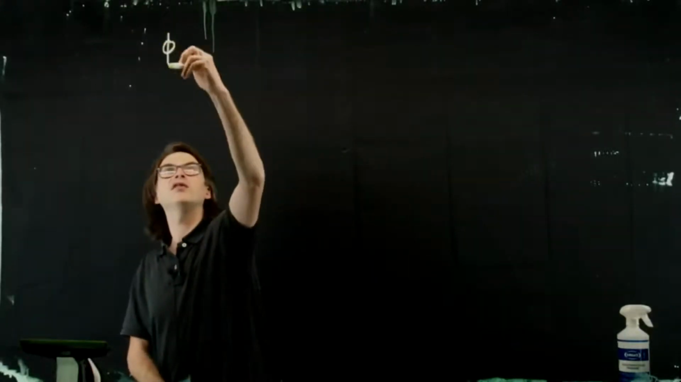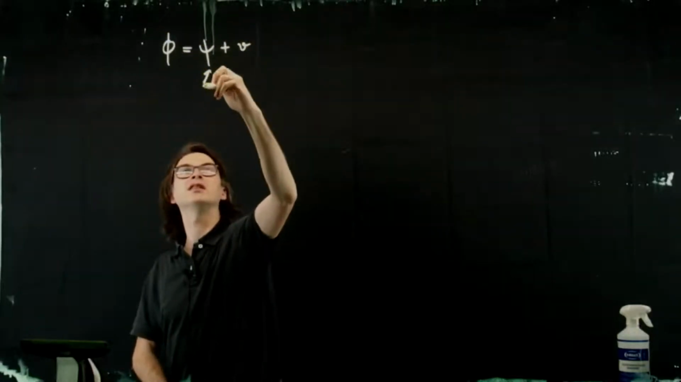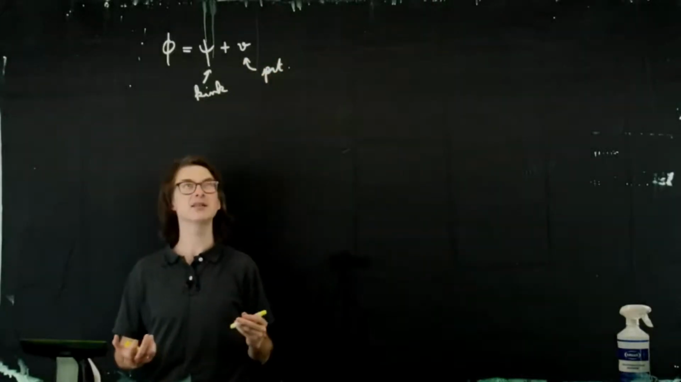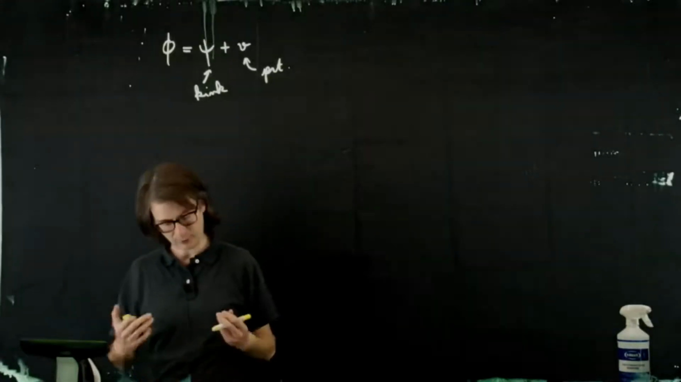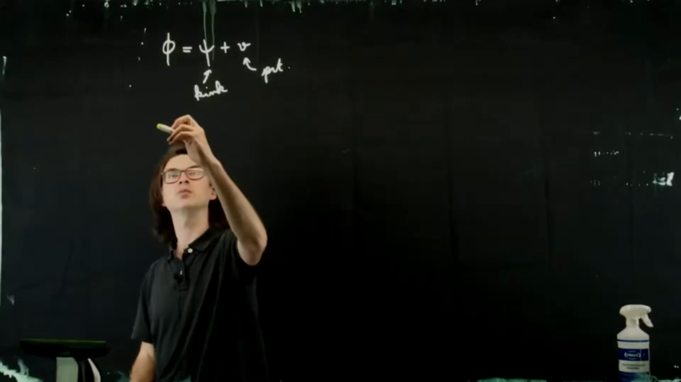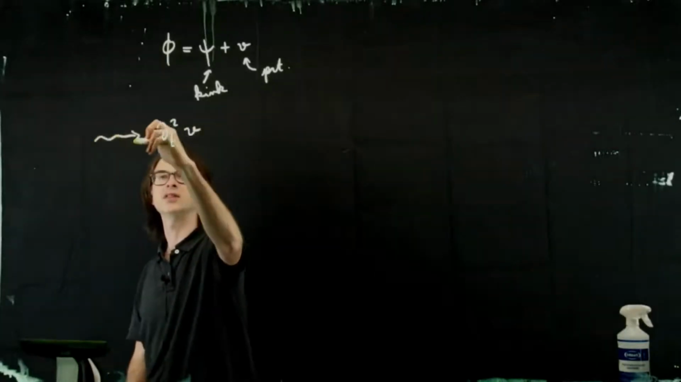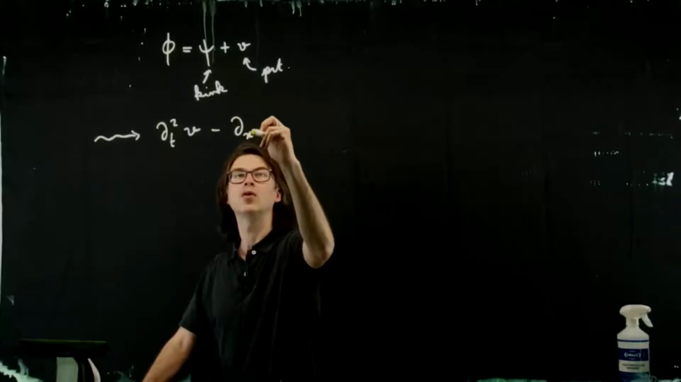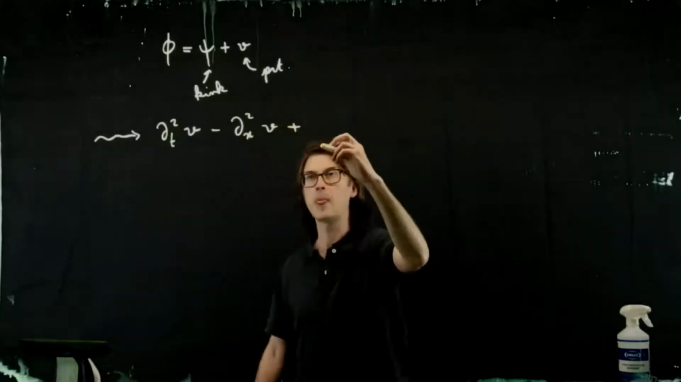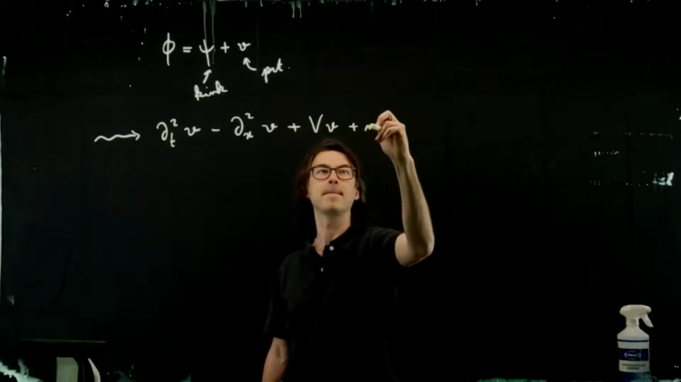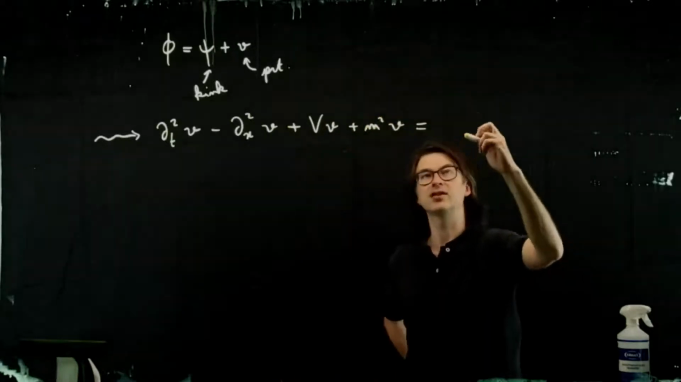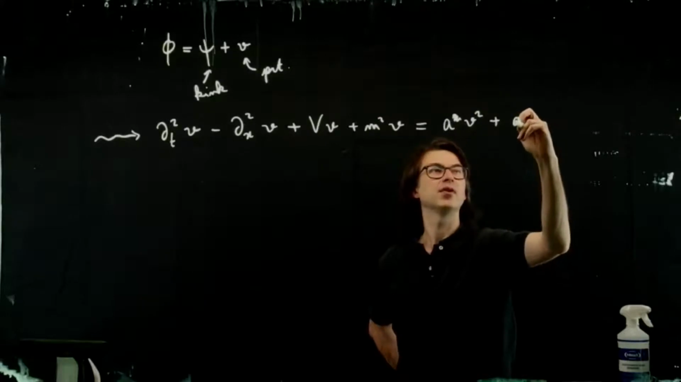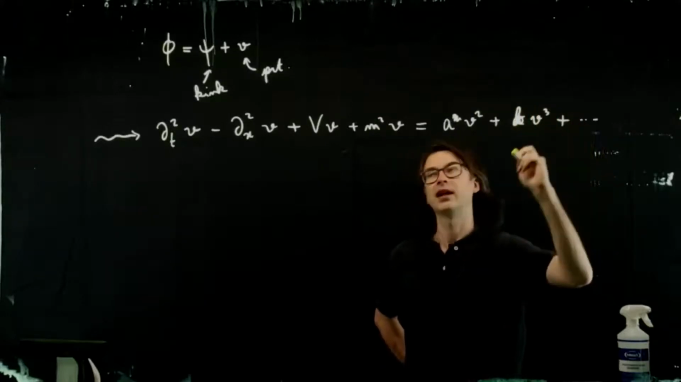So we write phi as psi plus V, where psi is the kink and V is the perturbation, and we expand the nonlinearity in V. So the equation satisfied by V, the perturbation, is: for the linear part, we already wrote it. That's the linear part. And then you get nonlinear terms: A V squared plus B V cubed, etc.